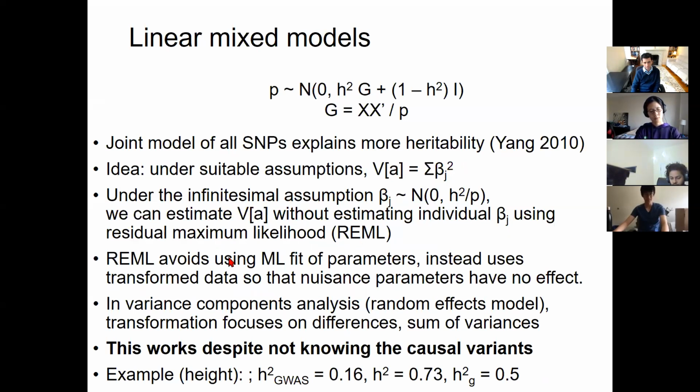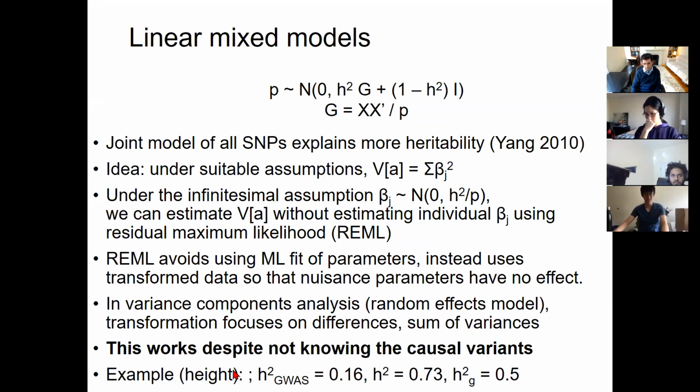So what REML does is that it avoids this maximum likelihood fit of parameters, and instead it uses transformed data so that the nuisance parameters have no effect. And in the variance component analysis, this random mixed model, this transformation focuses on the differences and the sums of the variances. And what's really remarkable is that this actually works despite not knowing the causal variance.